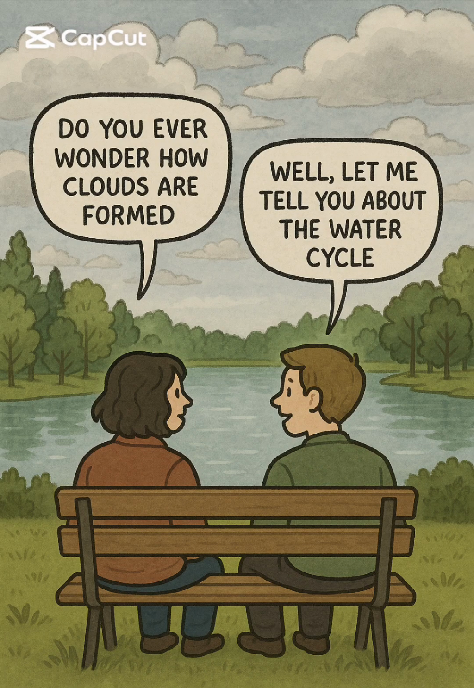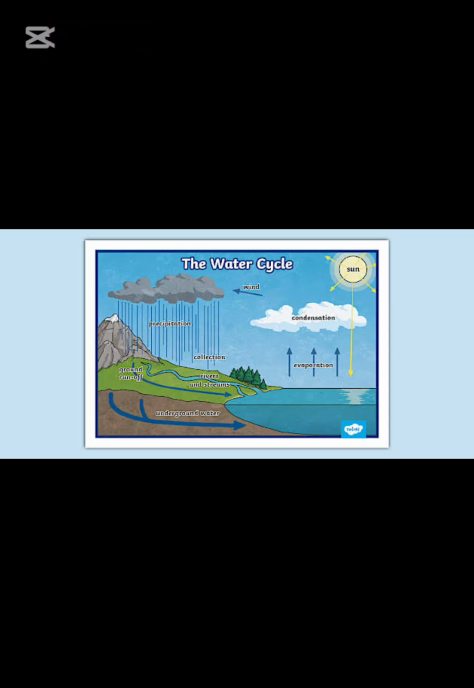Do you ever wonder how clouds are formed? Well, let me tell you about the water cycle. The water cycle consists of four main components or stages, namely evaporation, condensation, precipitation, and collection, respectively. Do not be intimidated, okay? Let me break it down to you.